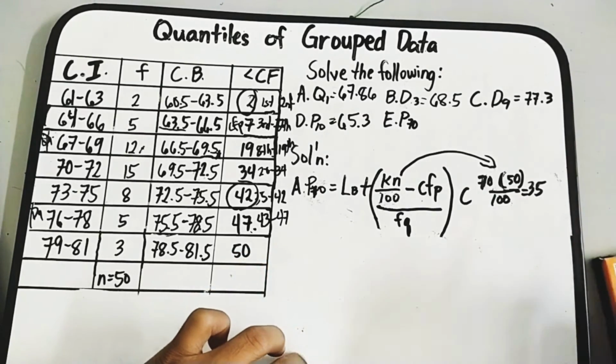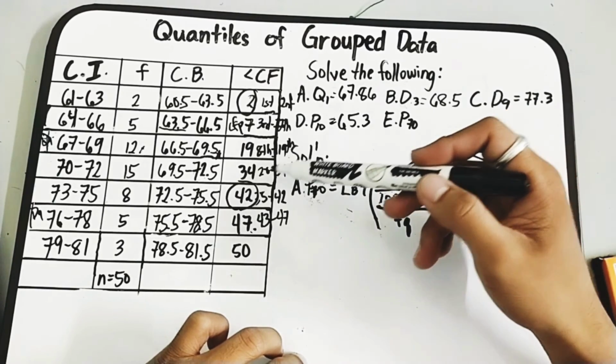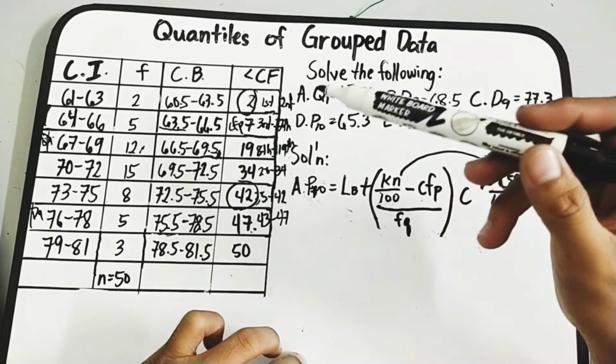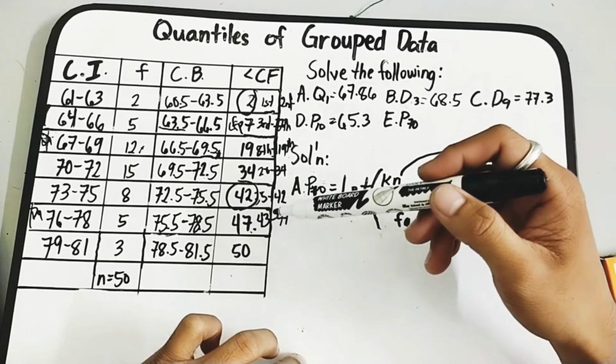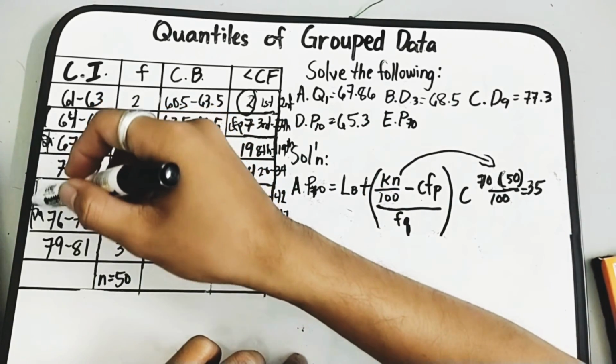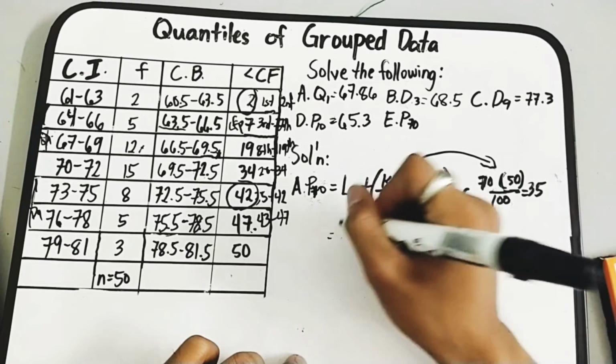So, alin ba yung pang 35? Hanapin natin: first and second, 3 to 7, 8 to 19, 20 to 34, 35 to 42. Therefore, andito yung ating class na to. Etong class na 73 to 75, andyan yung ating percentile 70.